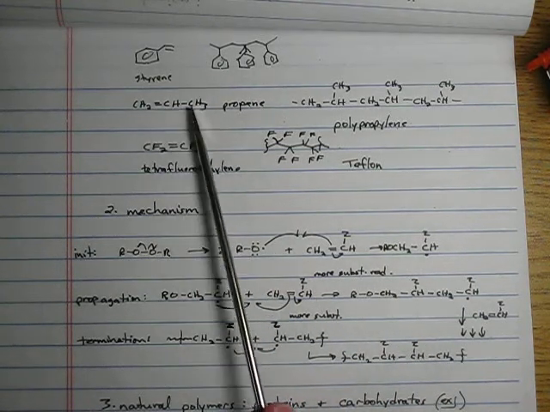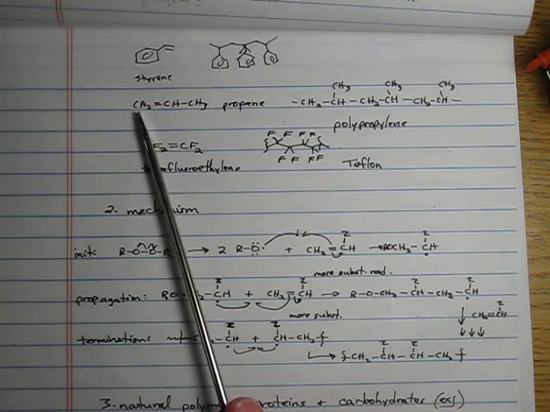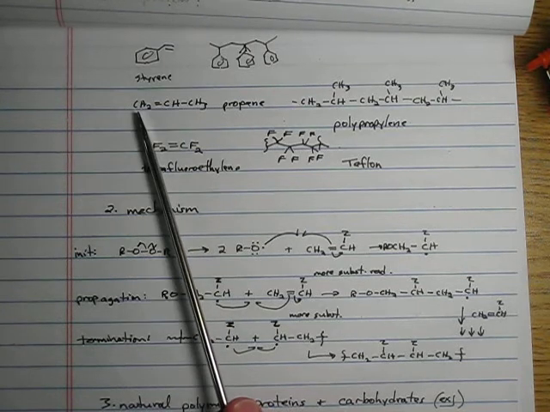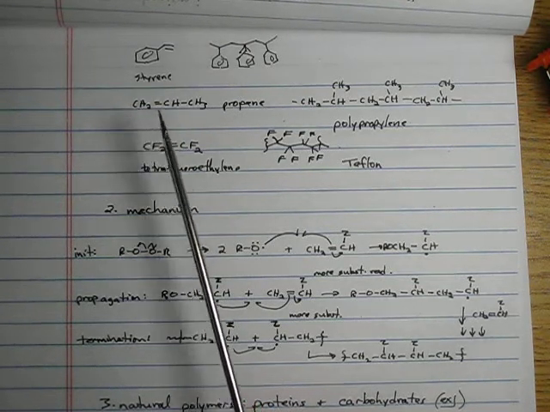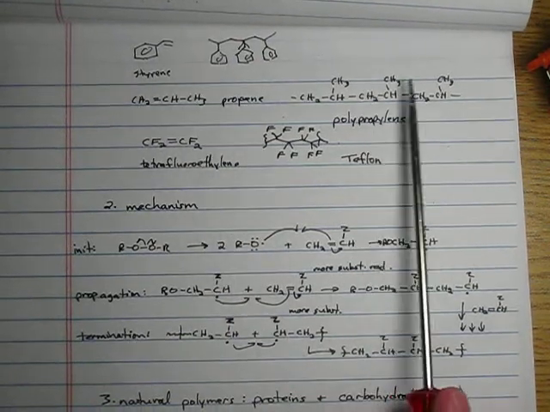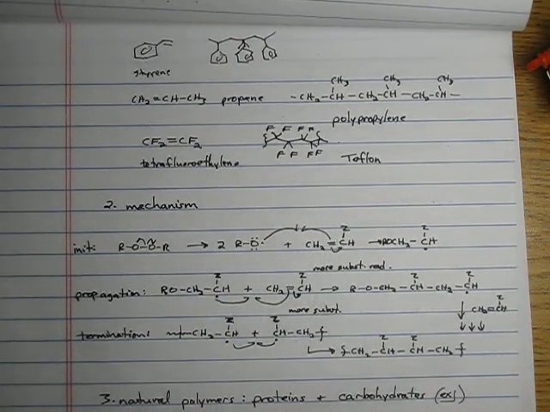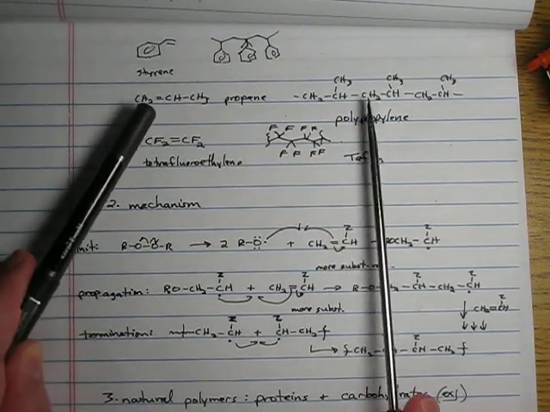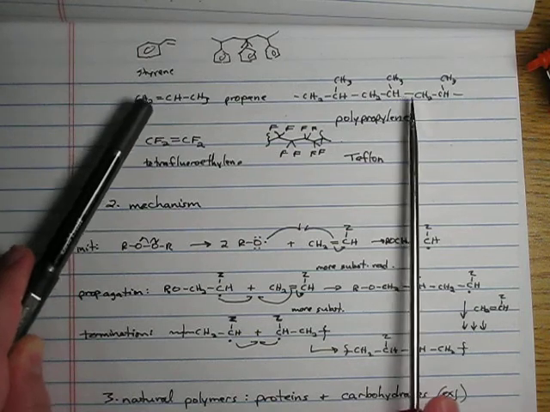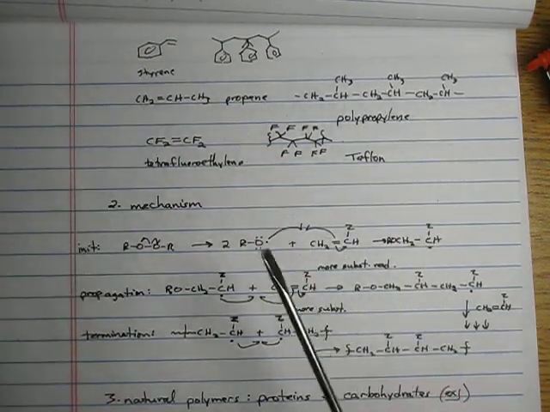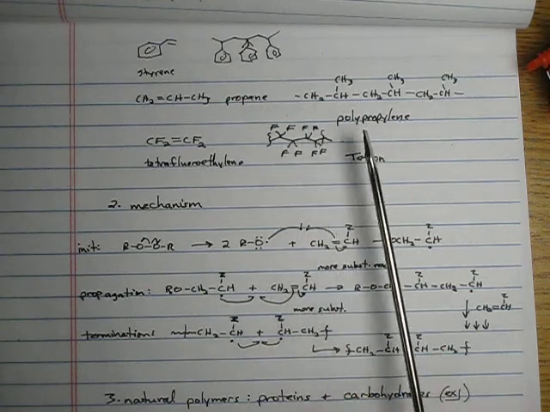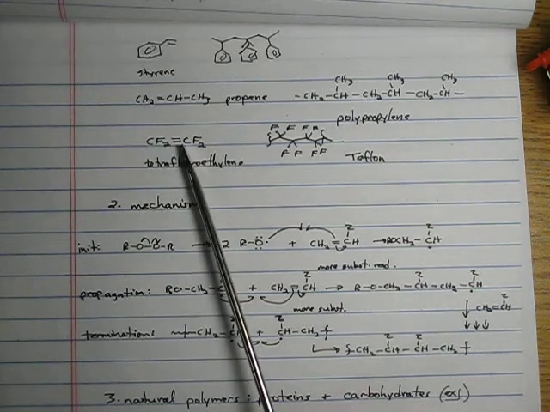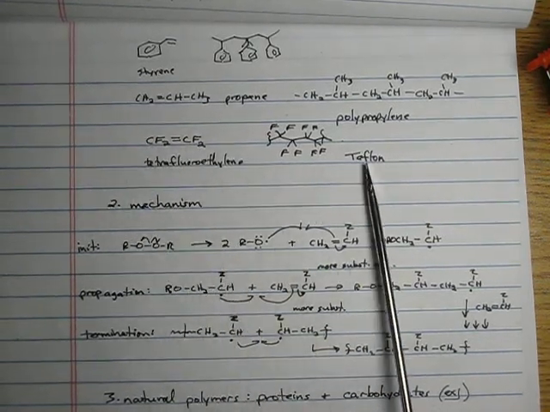And if you have propene, note, you always have to have the CH2 double bond carbon. This carbon here will be bonded to this carbon of the next monomer. So this CH3 is always going to be dangling out here. It's always going to be this CH2 bonded to this CH, bonded to the next CH2, bonded to the next CH, bonded to the next CH2, bonded to the next CH. And the methyl's hanging out, so that's polypropylene.